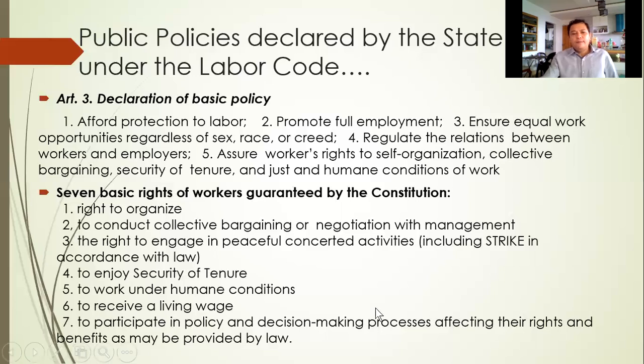Number five, to work under humane conditions. Of course, if you are a cashier, your cash register should not be placed without a roof. So you should have a roof or air conditioning. That's humane condition of work. Given a seat or a table, well lighted, like that. Number six, to receive a living wage.